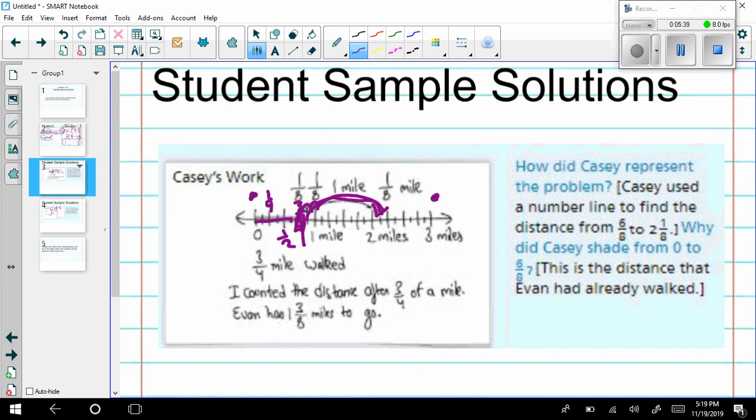Next, let's look to see what Casey did to represent his problem. He used a number line. He marked it from the beginning of 0 and then his 2 1/8 mile, as you can see here. He shaded in that Evan walked 3/4 mile, and then he hopped his way over till he got to 2 1/8. He had 3/8 in tiny jumps to start, and then 1 whole, making it 1 3/8 mile. That is how Casey solved the problem.